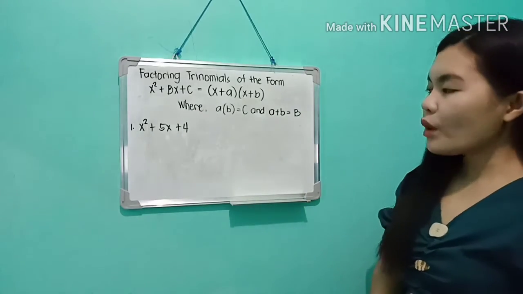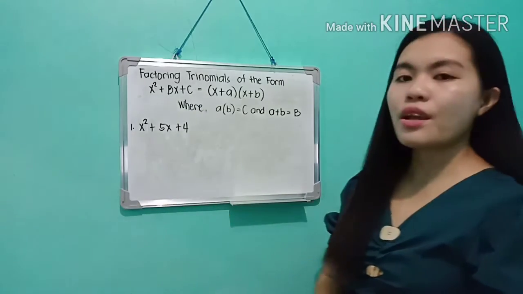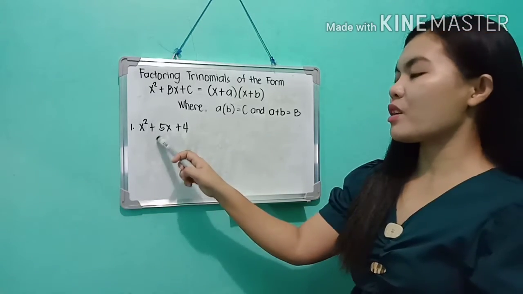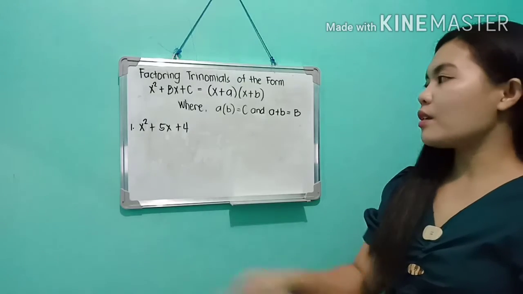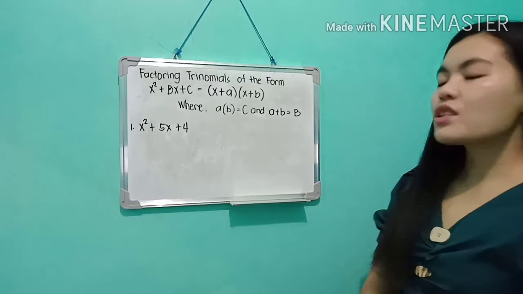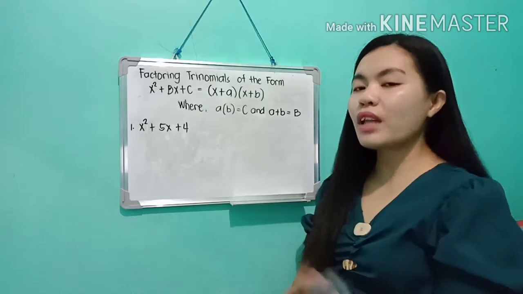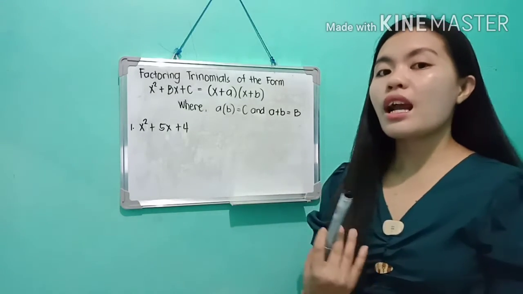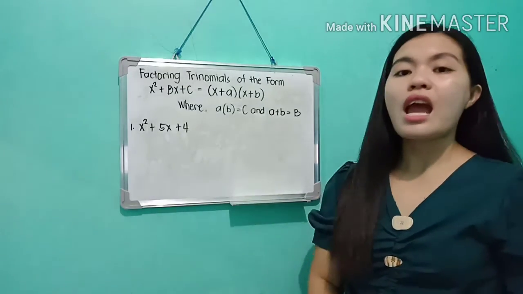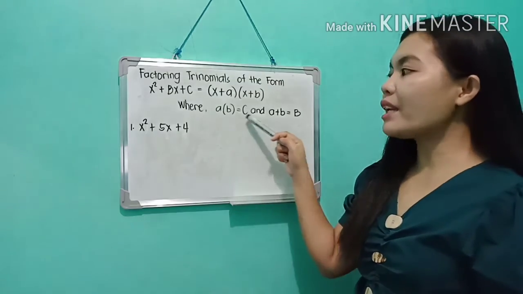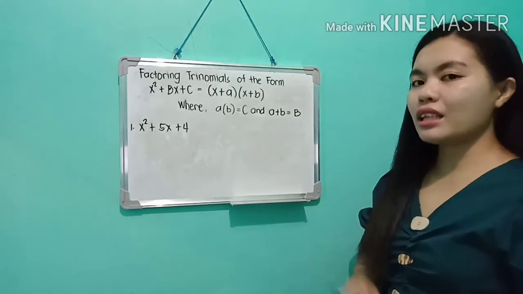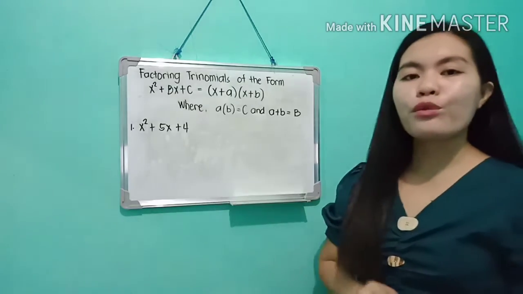So, for example, we have x squared plus 5x plus 4. So, we have here our b is positive and our 4 is positive, which is our c. So, ang gagawin natin dito is hahanap tayo ng numbers na yung factor ng 4 or yung c natin, na kung i-multiply natin, ang product niya is 4, at kung i-add natin, yung sum niya ay 5.